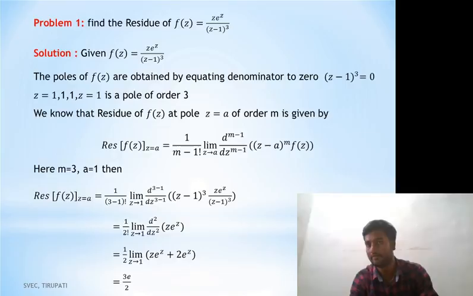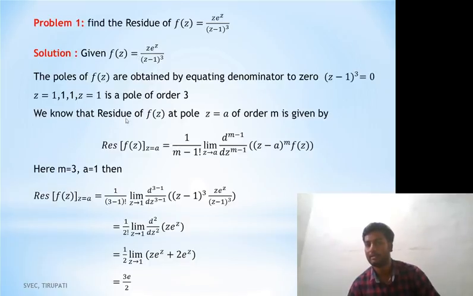Find the residue of f of z equals z e power z by z minus 1 whole power 3. First you need to find the poles, right? So for the poles you equate the denominator to 0. So z minus 1 whole power 3 equal to 0, that means z equal to 1, 1, 1, 3 times repeated since it is a cubic. Now z equal to 1 is a pole of order 3 clearly, because z minus 1 whole power 3 into f of z at z equal to 1 gives 1 into e power 1, which is not equal to 0. Therefore z equal to 1 is a pole of order 3.